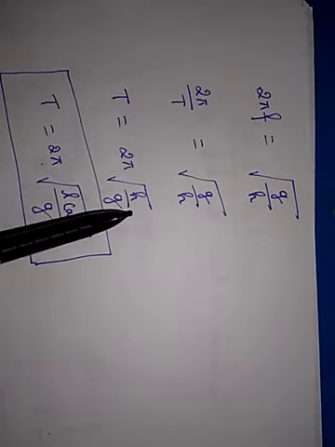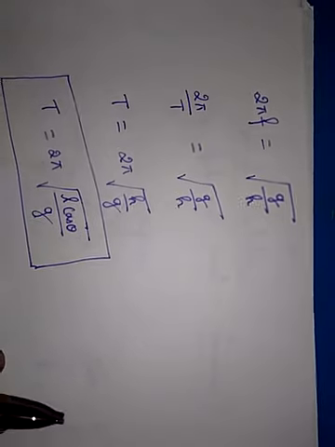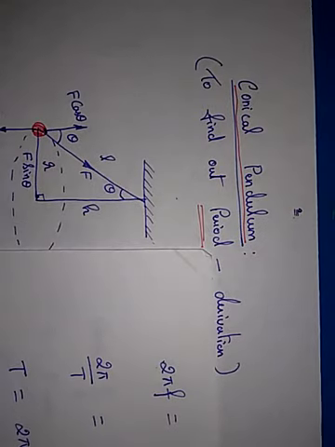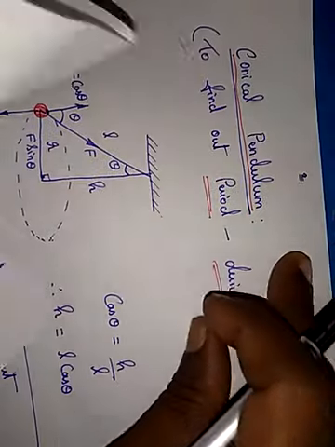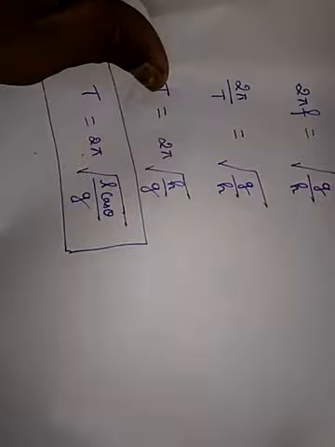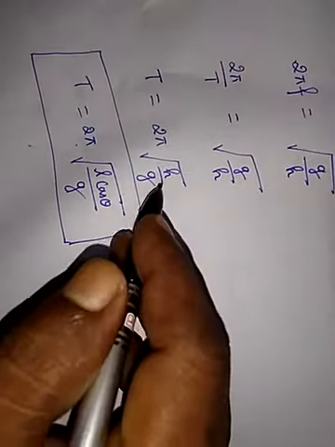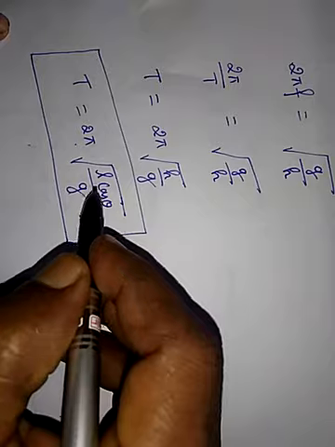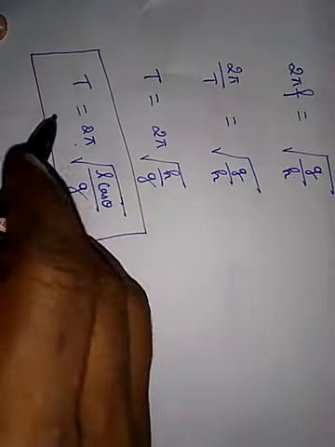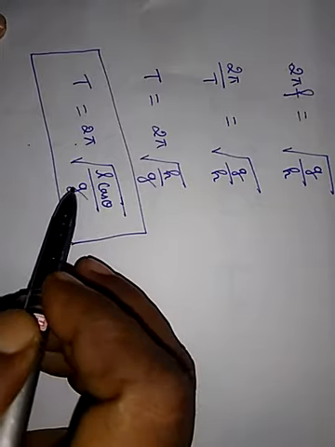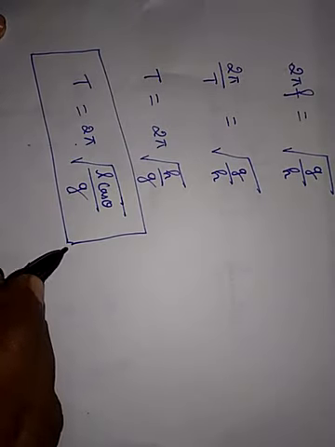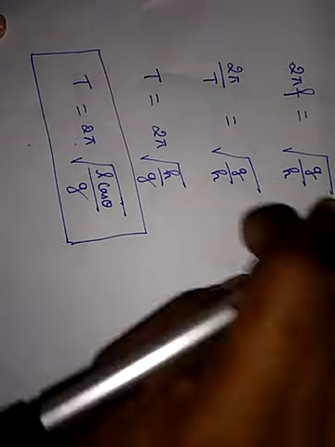Okay. Now what is h? h we know already. Previously we have derived it. h is equal to L cos theta. Substitute this value in this equation. Now in the place of h you substitute L cos theta, divided by g. So the final answer for the time period is T equal to 2 pi root of L cos theta by g. This is the final answer for the period.